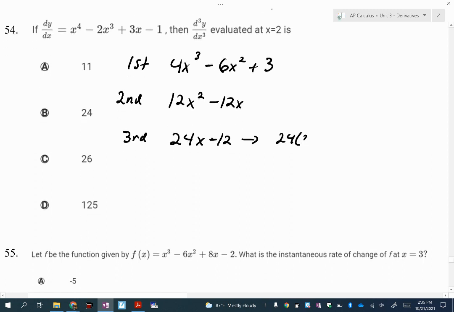So 24 times 2 minus 12, that's going to be 48 minus 12, which is 36. Did something wrong, clearly. What did I do wrong? Let me pause it and let me figure out my mistake.